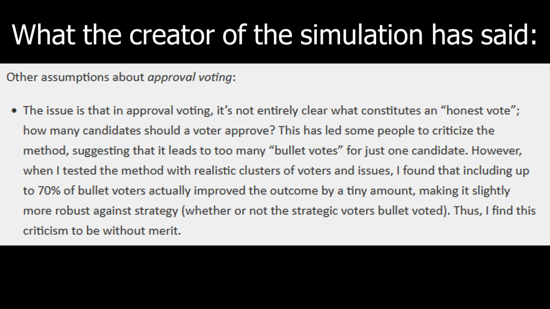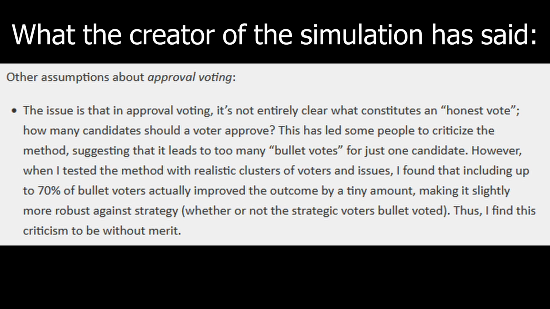In the voter satisfaction efficiency simulation, VSC was tested if a random 60% of voters tried the bullet voting strategy, and the results were actually better than normal approval. They only start to dip down after 70% of voters bullet vote.